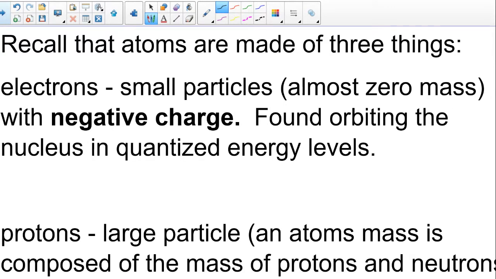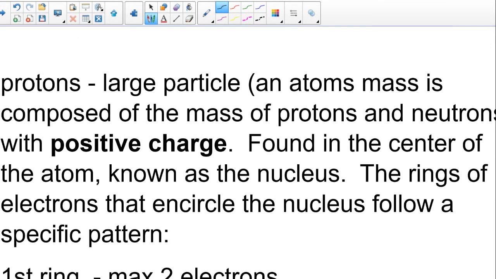So flipping over to the next page, remember that atoms are made of three things: electrons, protons, and neutrons. Electrons are very small particles which have almost zero mass and have a negative charge. We can find these orbiting the nucleus in quantized energy levels. That means at each electron ring there are only specific energy levels that those electrons could have.